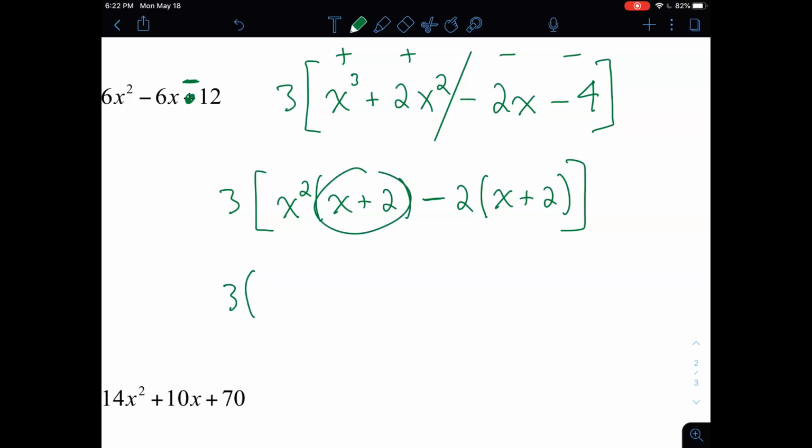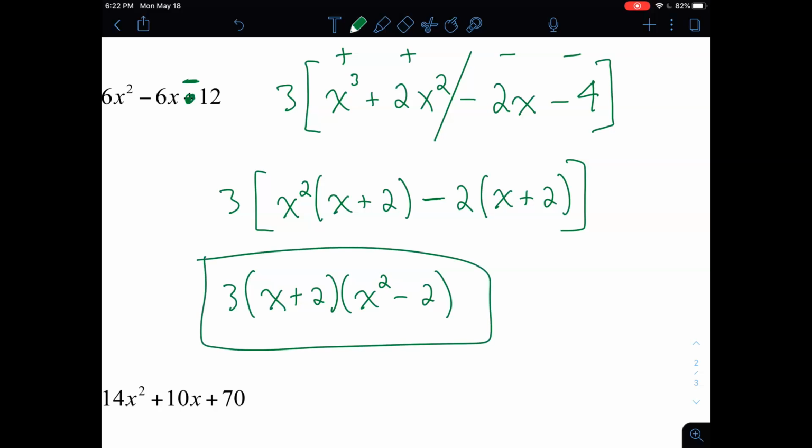And our final answer, we're going to pull out a 3 in front still. We're going to pull out these x plus 2s. X plus 2. And then what's going to be left over when we divide them both by x plus 2 is going to be x squared minus 2. And there's our answer.